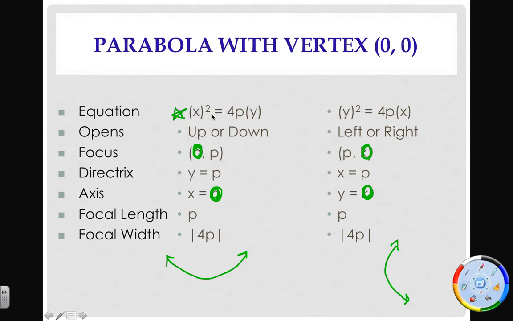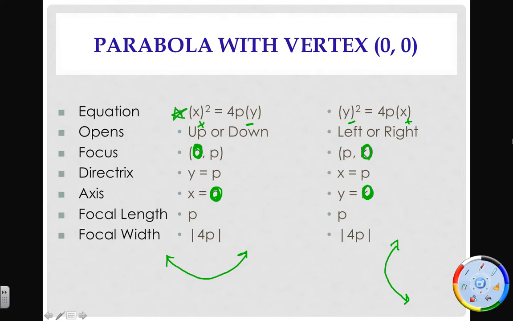And here you might understand if this thing on the right-hand side is positive, then it opens up. If it's negative, it opens down. If it's positive over here, it opens to the right, and if it's negative here, it opens to the left. And I'm talking about the 4p here.